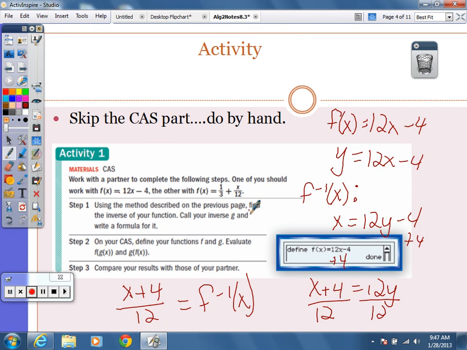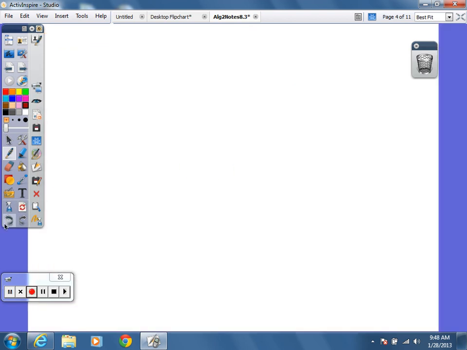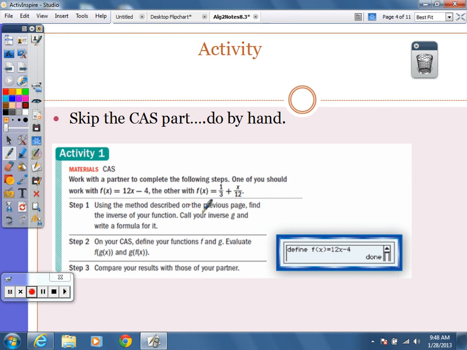Let's see if the opposite is true. Is the inverse of f of x here going to be this 12x minus 4? Let's see what I have. Oh, I don't want to do that. Pretend that didn't happen. I wish they called that g instead of f. But now I have y equals 1/3 plus x over 12. I'm looking for the inverse.